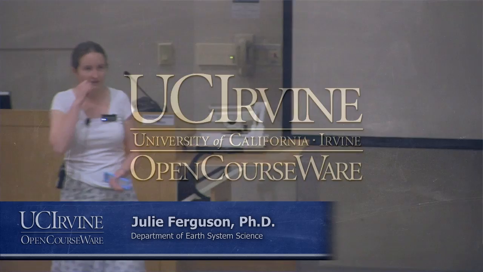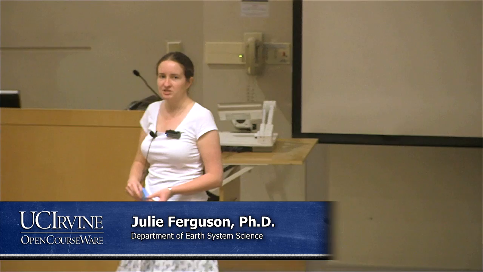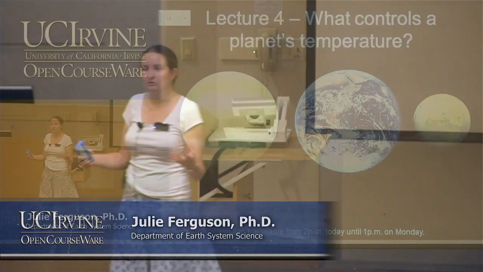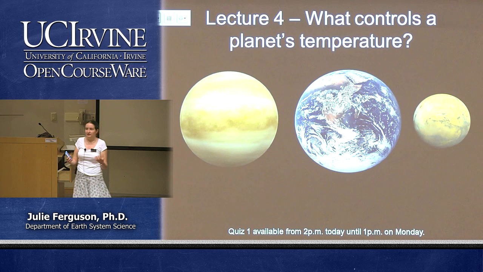So first of all, lecture four, what controls the planet's temperature? On Wednesday we focused on the solar system and Earth's formation in context with some of the other planets in our solar system. In particular we thought about what is specific about Earth that makes it so habitable, so perfect for life to have developed and exist.